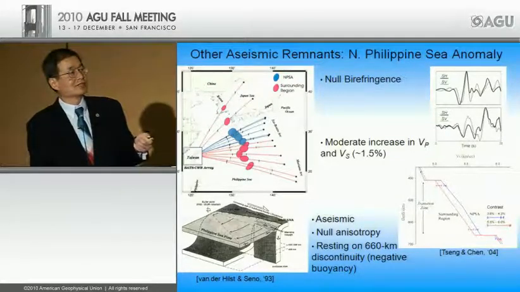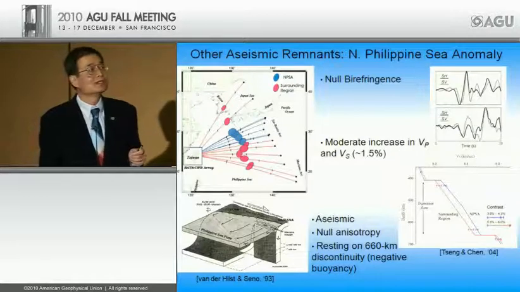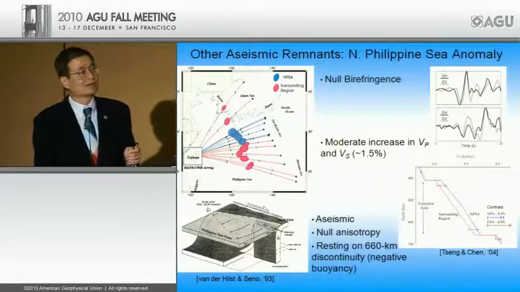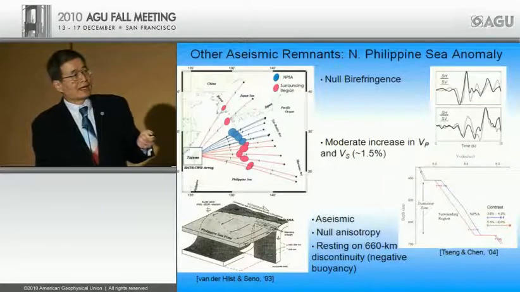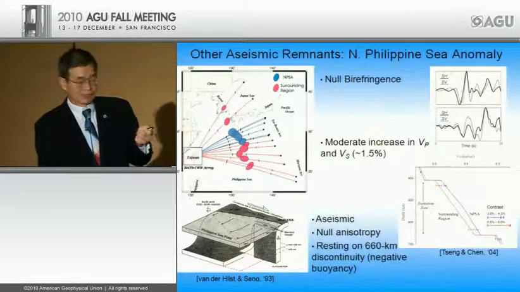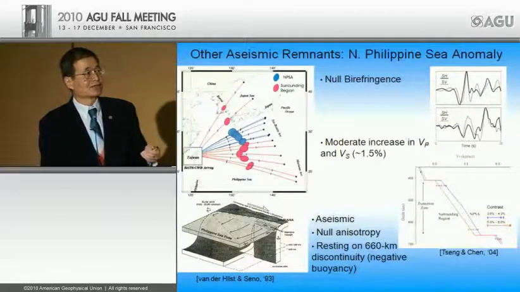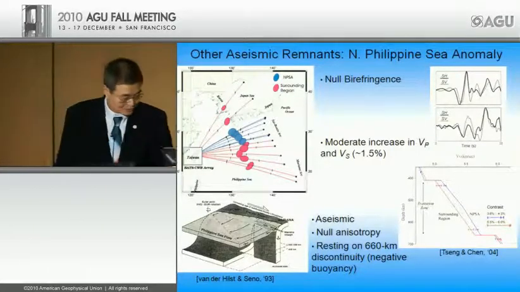And indeed, this northern Philippine Sea anomaly, which is associated with the Izu-Bonin subduction zone, doesn't show any shear wave splitting. It has a modest increase in VP and VS of about 1.5%, or a half of what we observed south of the outboard earthquakes in Tonga. And it's cold, it's dense, it's sitting on top of the 660, and this draws upon some very nice work done by Japanese colleagues such as Hitoshi Kawakatsu and Seno.